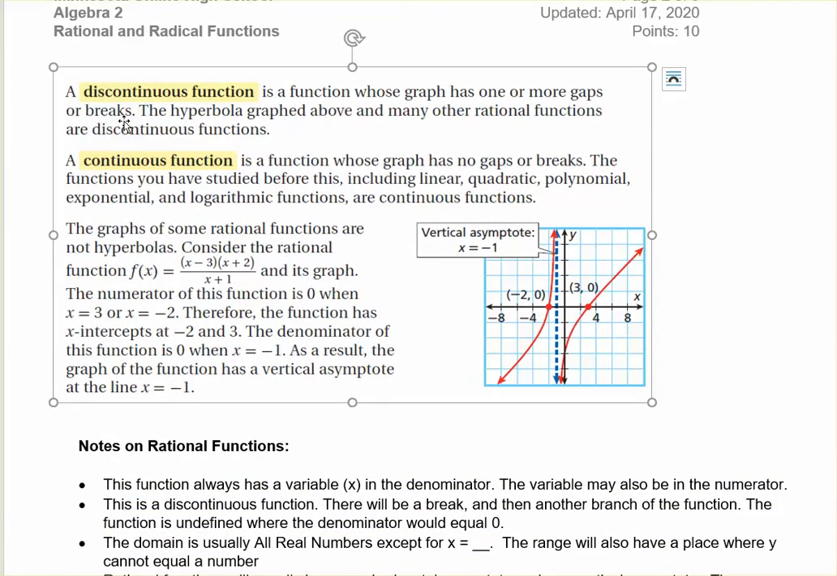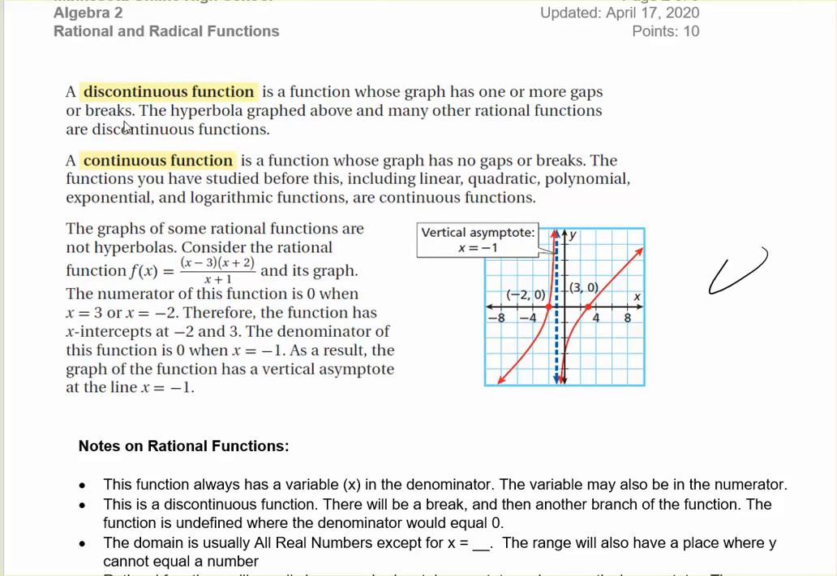A rational function is called discontinuous because it has gaps or breaks, and most of them are discontinuous. If it was continuous, it would have no gaps or breaks, and we've talked about that before. Linear, quadratic, polynomial, exponential, those are all continuous functions, but this is discontinuous. This is another example of a rational function here, but this one is not called a hyperbola because it doesn't have the same kind of symmetric looking shape.